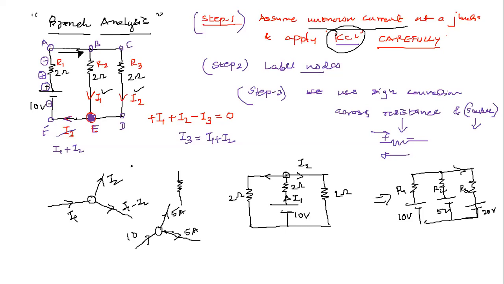So it doesn't matter, even if you choose the wrong direction of a current, you will end up getting a negative answer. That we have solved in the last lecture. That problem we have solved, right? So don't worry about assuming the unknown current direction. But keep in mind that you need to apply KCL properly at a given junction. Otherwise you will get a wrong answer.